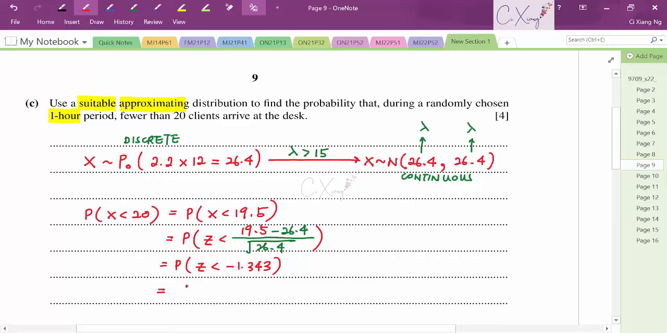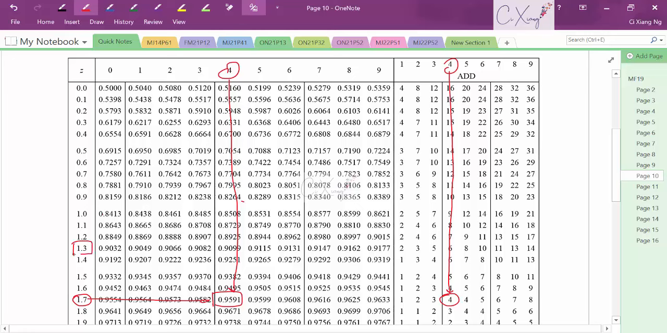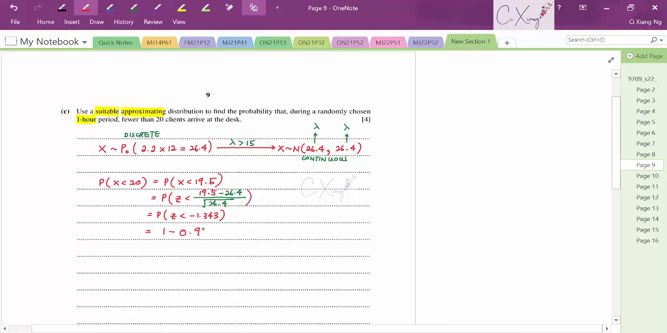And this area is equal to 1 minus the probability of z smaller than 1.343. To get the probability for z smaller than 1.343, we look for 1.3 and then 4, 1.34 and then 3. This one. That means we have to add a 5 at the last digit. So when I add 5 at the last digit of 9099, I will get 9104. So I will take 1 minus 0.9104, and from here I get a 3 significant figure answer which should be 0.0896.